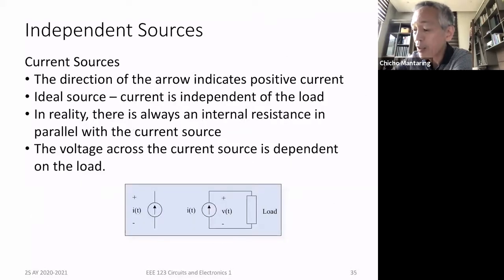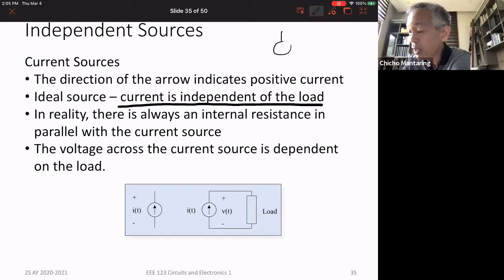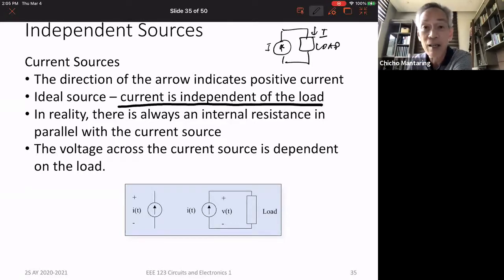So same thing with the current source. In an ideal current source, the current is independent of the load. Okay, the voltage across the current source is dependent on the load, no? And the current delivered by the current source is independent of the load. Okay, so ang sinasabi ko rito, yung current source, let's say this is your current source, kahit ano itong load na to, I pa rin yan. That is your ideal current source.